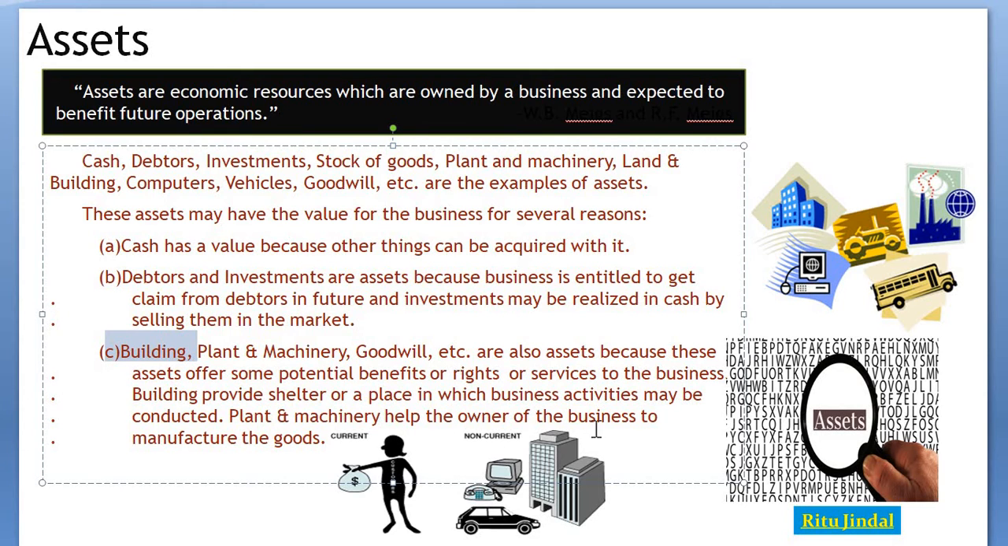Plant and machinery helps the owner of the business to manufacture the goods. In case of manufacturing business, we need the plant and machinery to convert the raw material into the finished goods. Now next, types of assets.